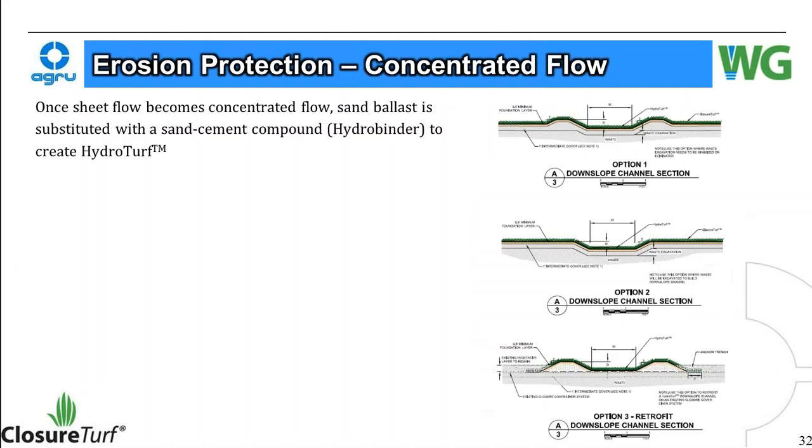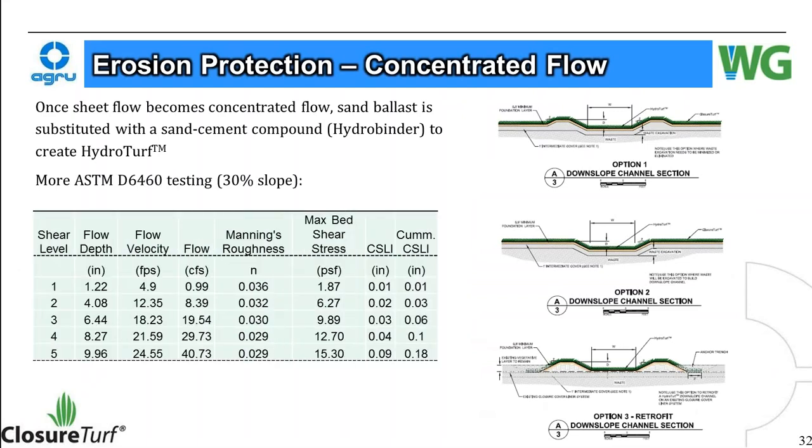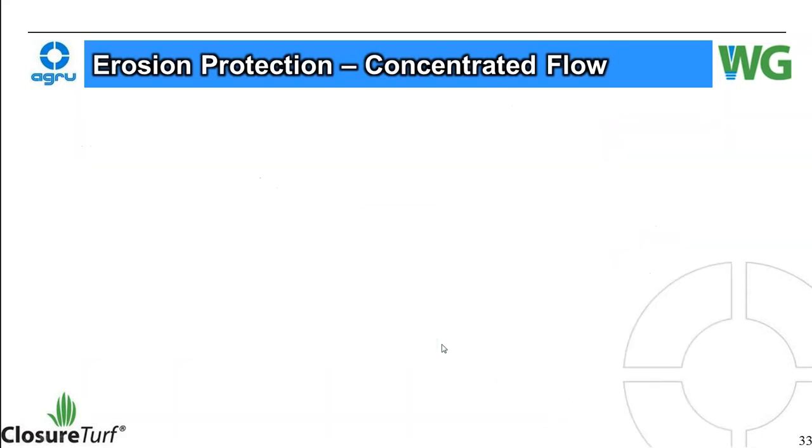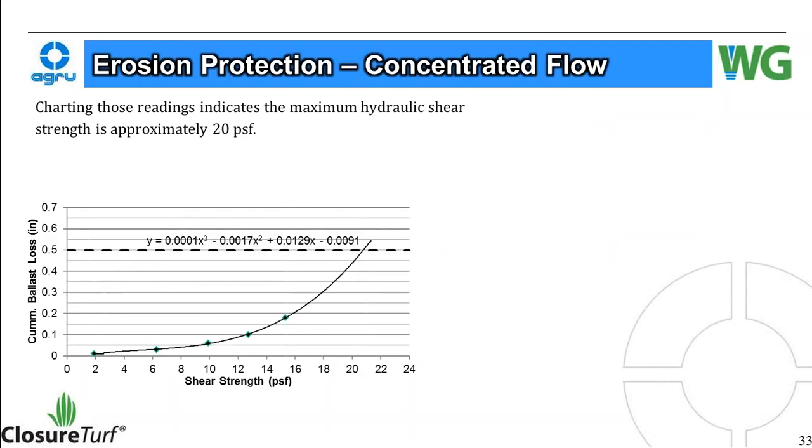Concentrated flow. Well, once sheet flow becomes concentrated, you have to replace the sand ballast with a sand cement compound called hydrobinder to create hydroturf. Some more ASTM flow testing was done on this version at a 30% slope. Again, we got some Manning's roughness coefficients here, maximum bed shear stress, and then the cumulative loss of hydrobinder material, which gives us this chart.